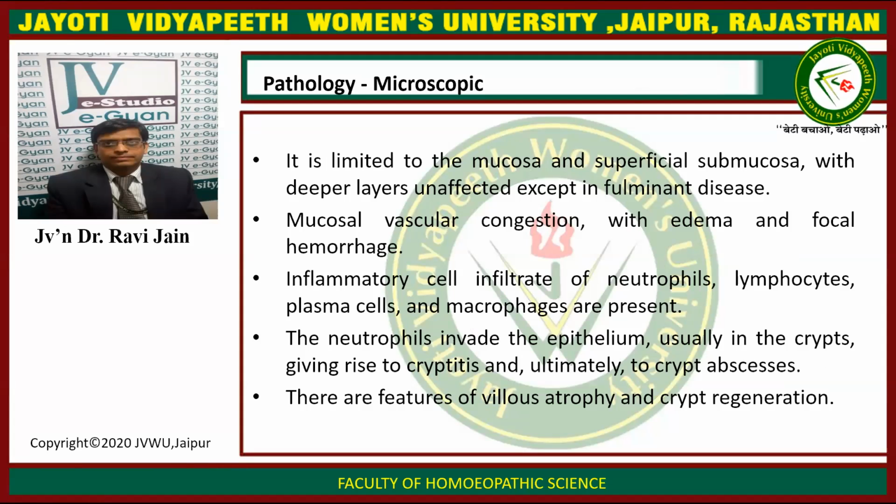The microscopic pathology is limited to the mucosa and superficial submucosa. So the mucosa and submucosa are involved, with the deeper layers unaffected except for the fulminant case where ulcerations can be found. Mucosal vascular congestion with edema and focal hemorrhage can be there. The inflammatory cell infiltrate of neutrophils, lymphocytes, plasma cells, and macrophages is present. The neutrophils invade the epithelium, usually in the crypts, giving rise to cryptitis and ultimately to crypt abscesses. There are features of villus atrophy and crypt regeneration. So the villi atrophy and there is crypt regeneration.